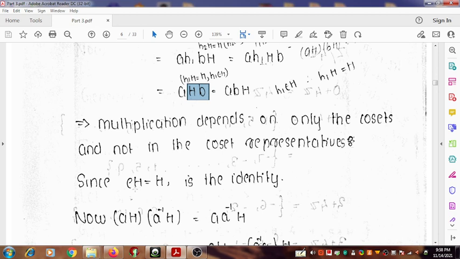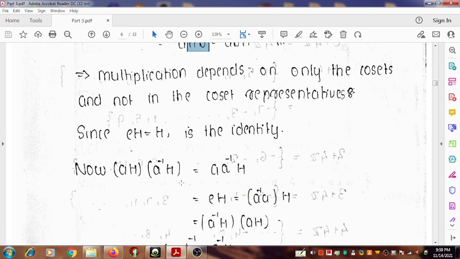Let's consider EH, where E is the identity element in the group G. If you take the identity element times H, that will be equal to H. Since EH equals H, it can act as the identity element in the current situation. Therefore, there exists an identity element.